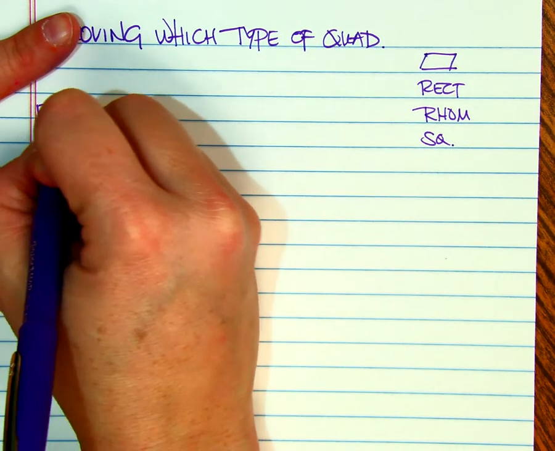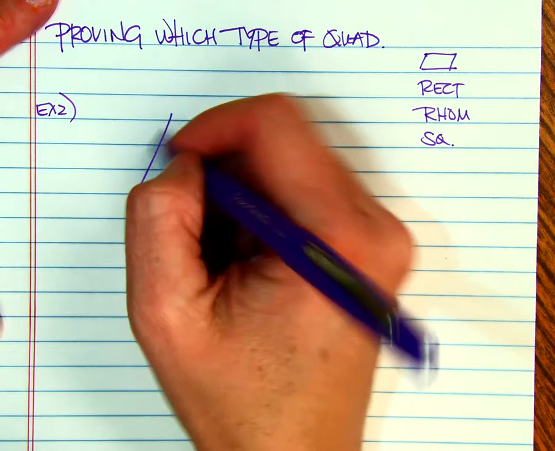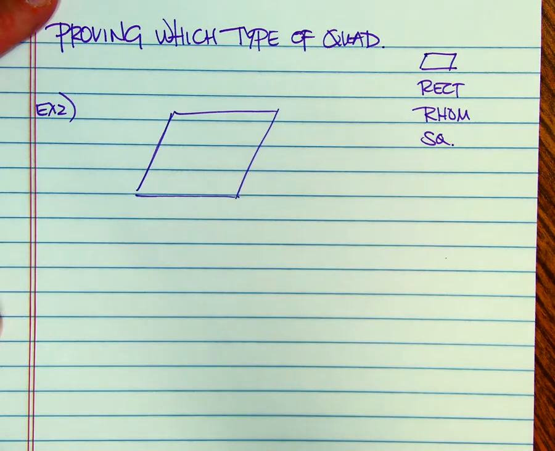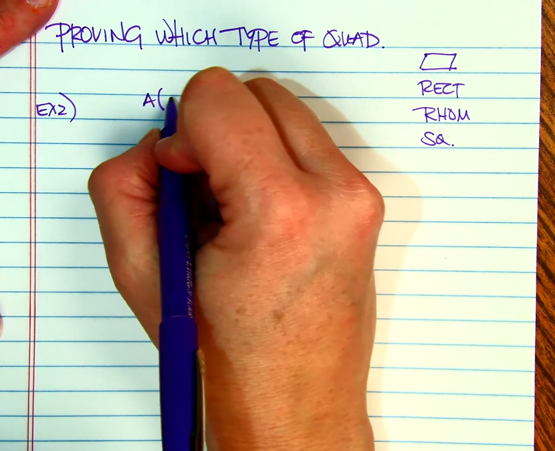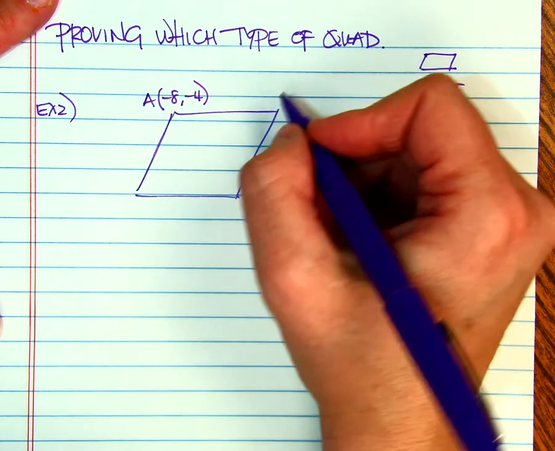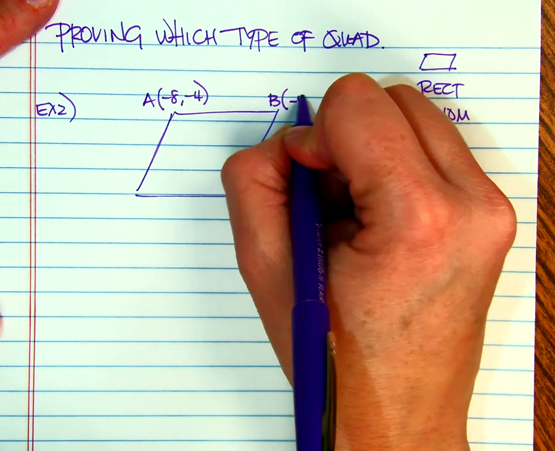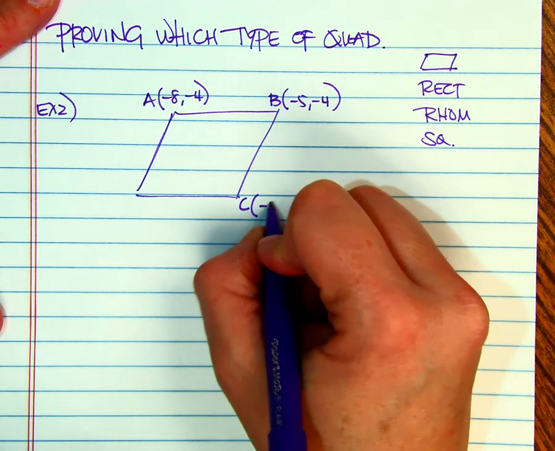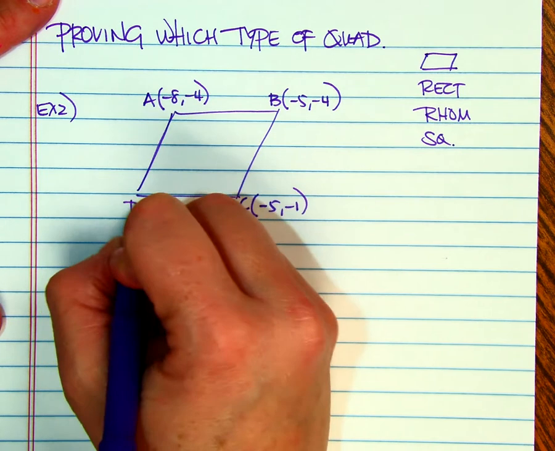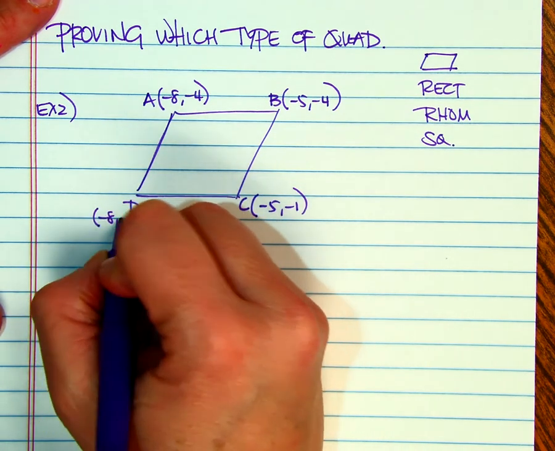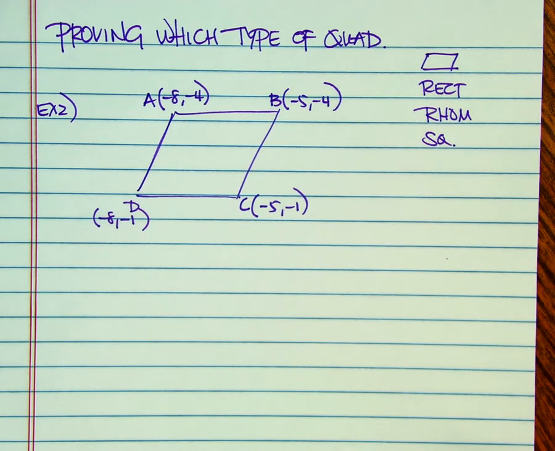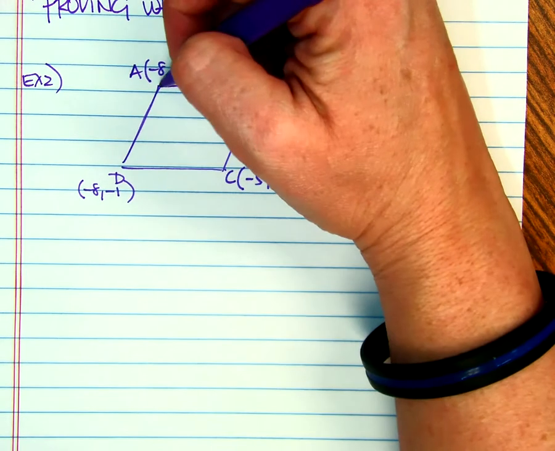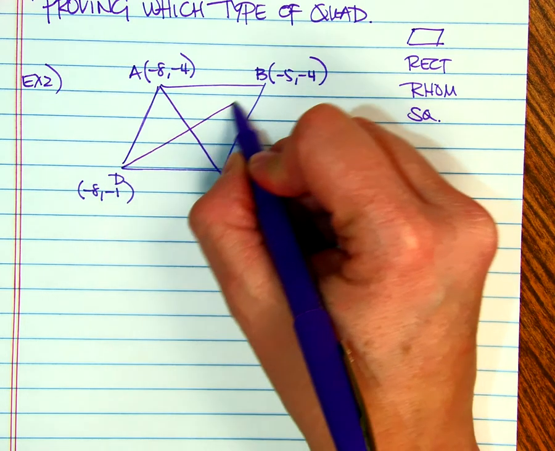So this is example 2, and I have some figure, and I have that A has the coordinates of -8, -4. B has the coordinates of -5, -4. C has the coordinates of -5, -1. And D has the coordinates of -8, -1. Okay? So, if we look at this, I have diagonals AC and BD.